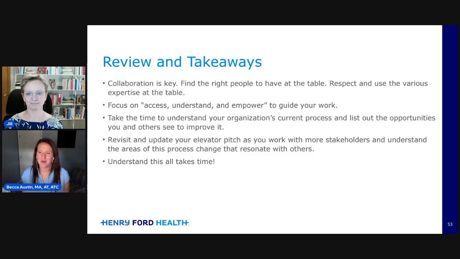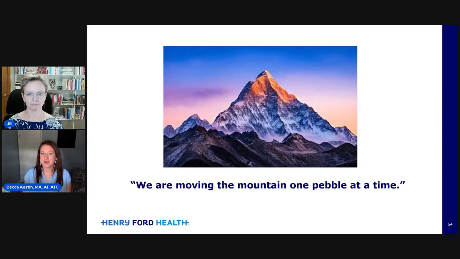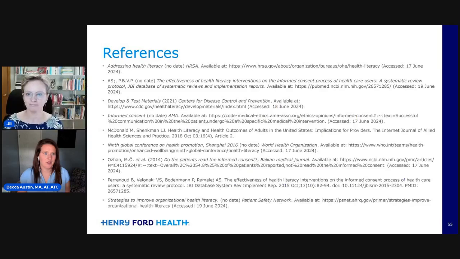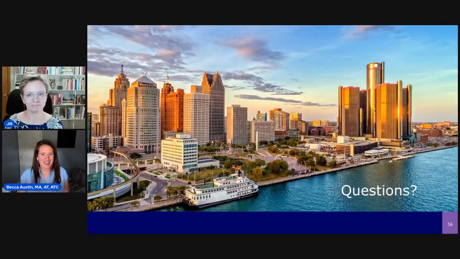As I mentioned, we had one foot in the door, and that started 5 years ago. And it's just been the last couple of years that we've really been able to move a little bit more in this space. So know that this takes time. Know that we are moving the mountain one pebble at a time, and it can be frustrating. And yet we really are all in this together as we try to address this for our patients and our health literacy work. So here are the references, and thank you so much.